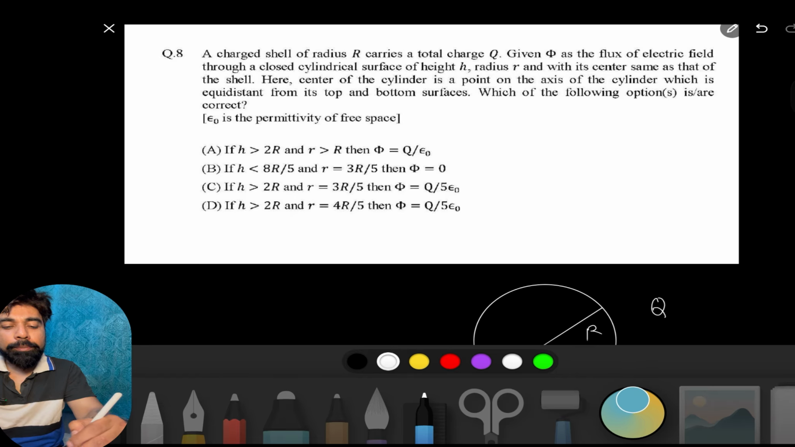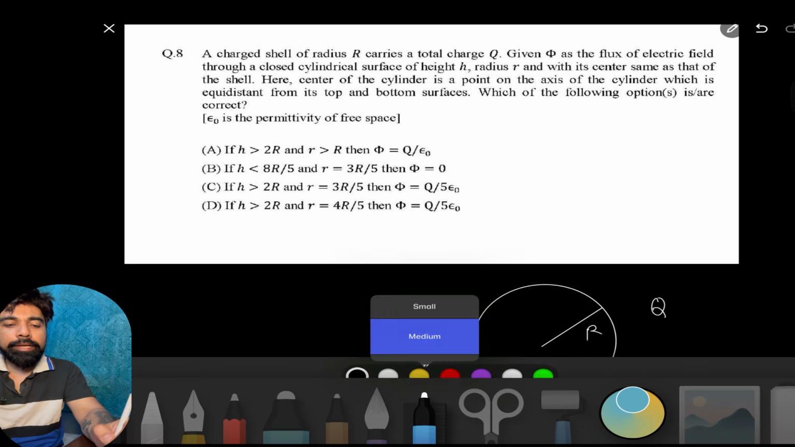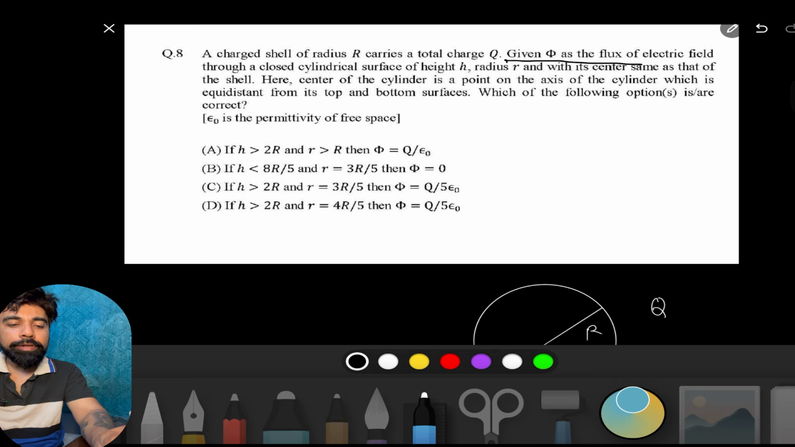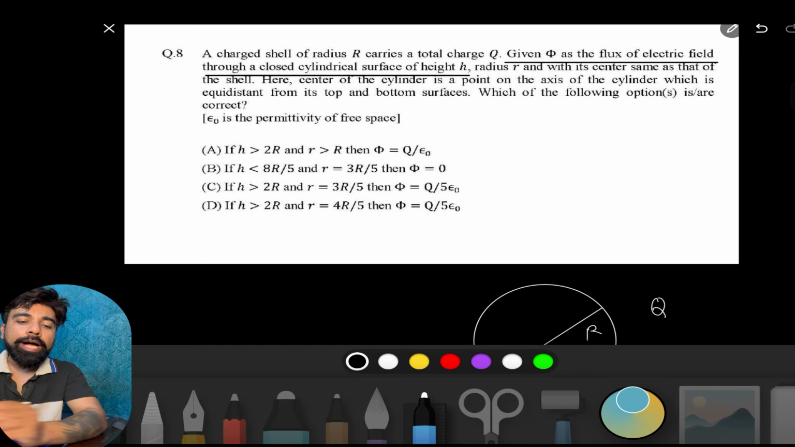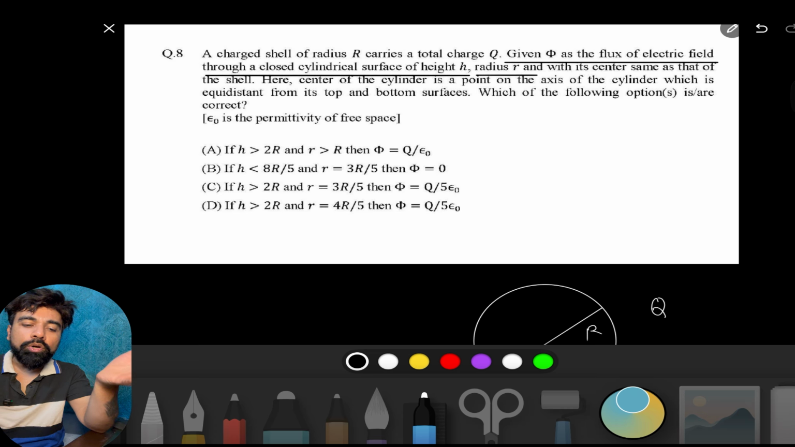Now see, in the problem they are saying that given phi as the flux of the electric field through a closed cylindrical surface of height h and radius r, and with its center same as that of the shell, that of the hollow sphere. That means the cylinder and this hollow sphere are concentric. Here the center of the cylinder is a point on the axis of the cylinder which is equidistant from its top and bottom surfaces. So which of the following options are correct?